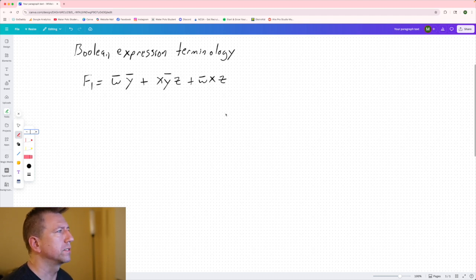Okay, so in this Boolean expression we would read this as W naught and Y naught, or X and Y naught Z, or W naught and X and Z. And typically we shorten that to W naught Y naught, or X Y naught Z, or W naught X Z. So the ands are dropped and we just read them together, right next to each other.